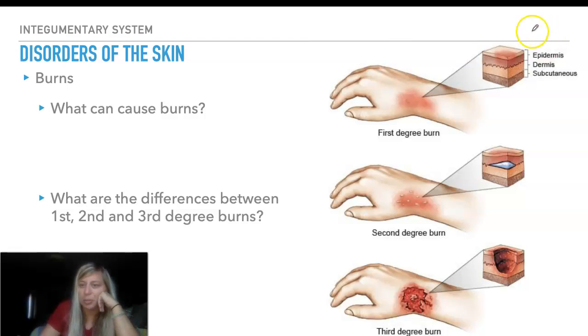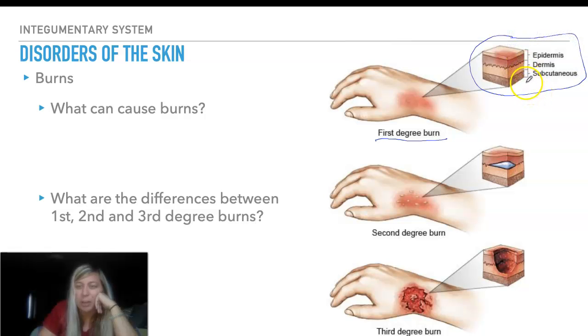So the first degree burn, which is the first picture up here, if you look at the picture of the skin, we can see the epidermis, the dermis, and our subcutaneous tissue there. With first degree burns, what you're going to see is damage to the epidermis only. So only the epidermis is actually affected by a first degree burn. It's going to hurt, it's going to be red, you're going to have pain, you're going to have swelling. Those are the signs associated with a first degree burn.